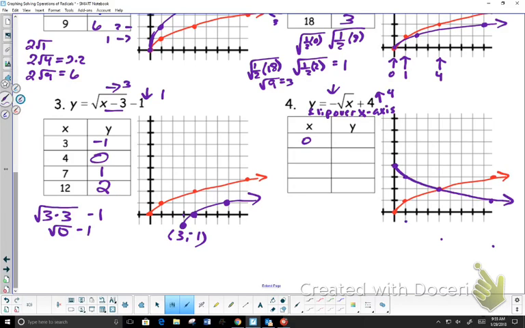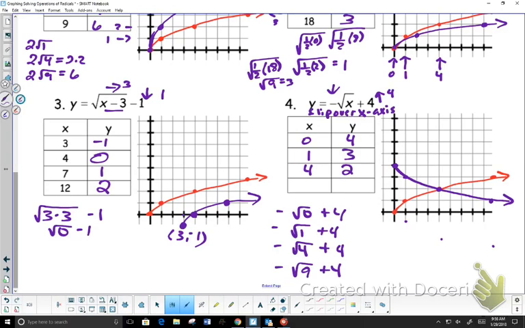So let's plug in 0. If I have negative square root of 0 plus 4, I'm going to end up with 4. If I have negative square root of 1 plus 4, then I've got -1 plus 4, which gives me 3. My next one would be negative square root of 4 plus 4. And notice, you always pick the ones that you can actually get a pretty square root for. Square root of 4 is 2, so -2 plus 4 gives me 2. And then I got negative square root of 9 plus 4. That would give me -3 plus 4, which is 1. Okay?